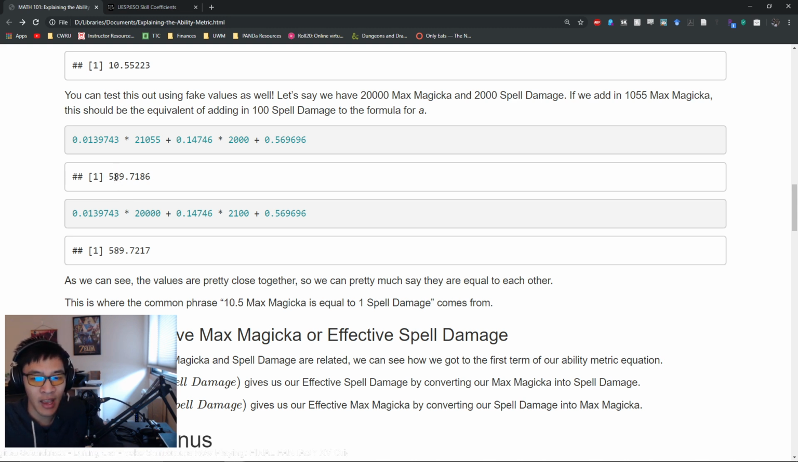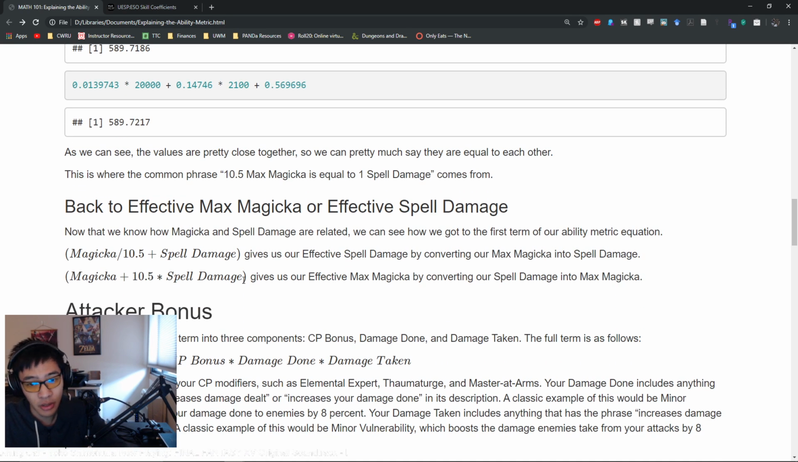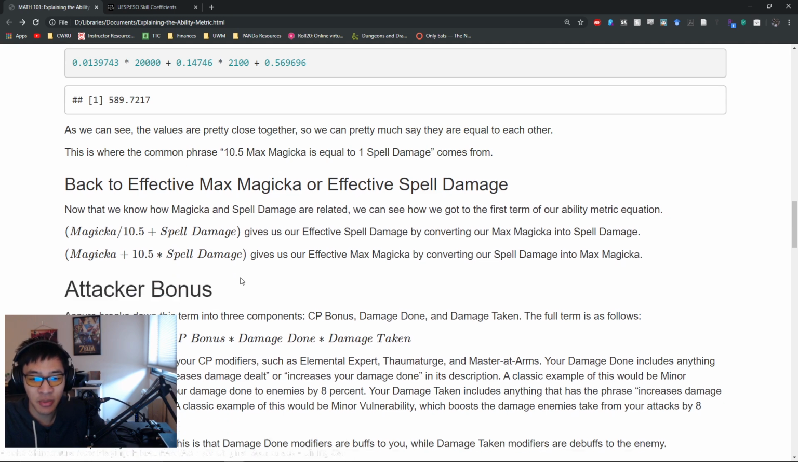for that value for A. So this is where you would get the 10.5 max magicka or max stamina is equal to 1 spell damage or 1 weapon damage. It's not going to be reflected on your actual spell damage or weapon damage value on your character sheet, but when you calculate it out in the tooltip value, that's where this comes back to. So that's basically effective max magicka and effective spell damage.